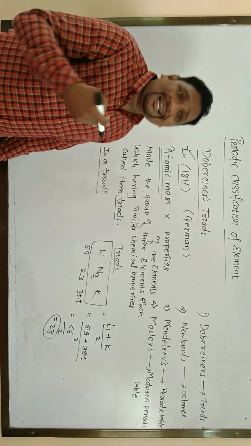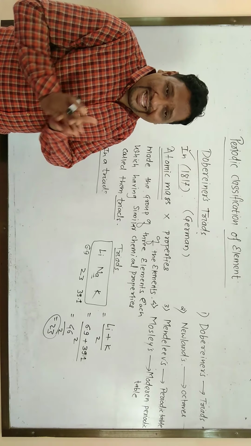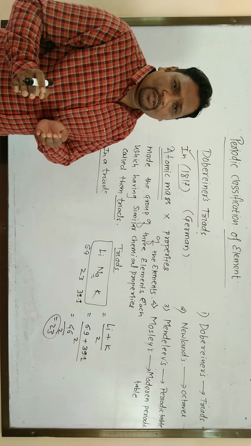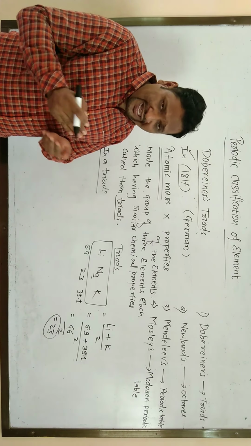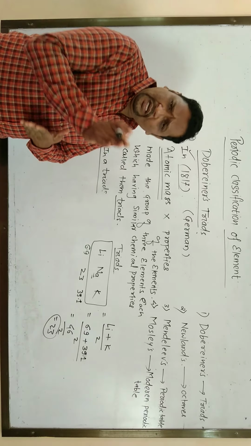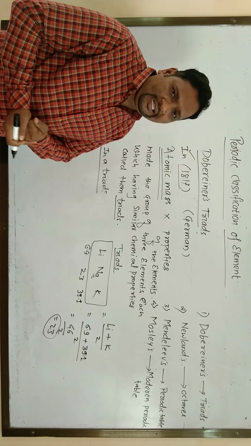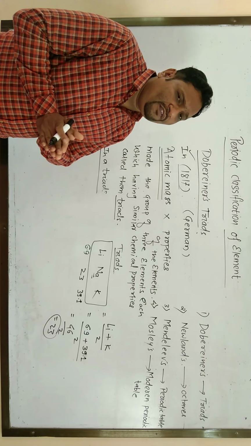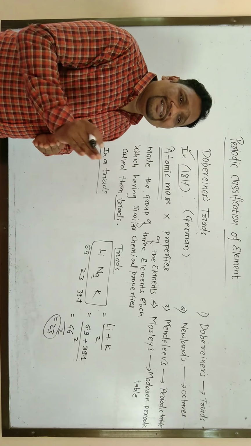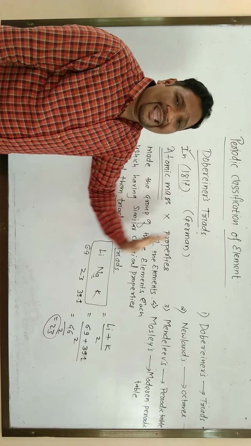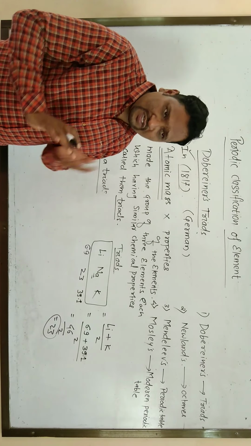Okay, what is the triad law? In a triad, the atomic mass of the middle element is approximately equal to the mean of the atomic masses of the other two elements. This is Döbereiner's triad.